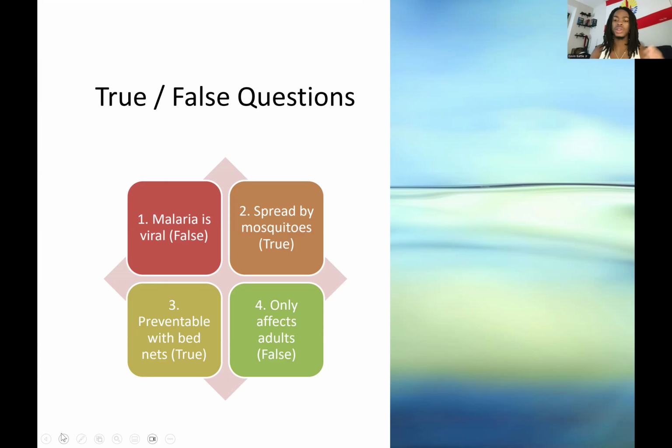It only affects adults. Completely false. It affects everyone, and younger children, people with pre-existing health concerns, and pregnant women are more at risk of suffering severe complications with this disease.